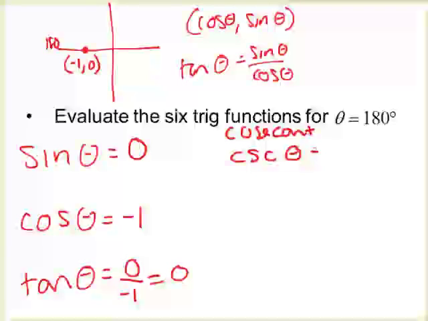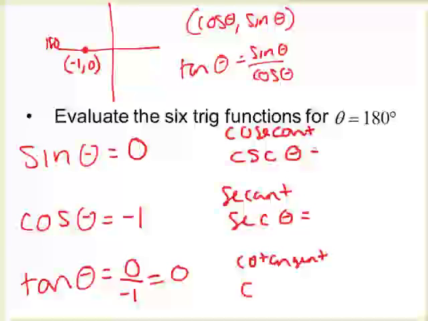The second new one for us is called secant, and we abbreviate it SEC. That's the reciprocal of cosine. And the last one is called cotangent. We abbreviate it COT, and that's the reciprocal of tangent.